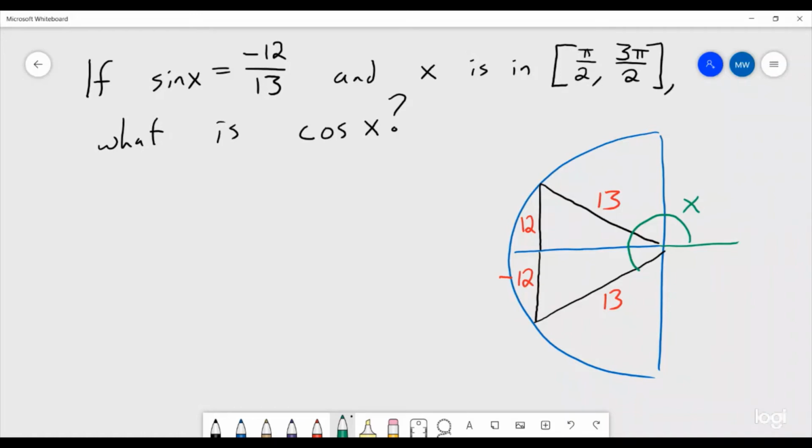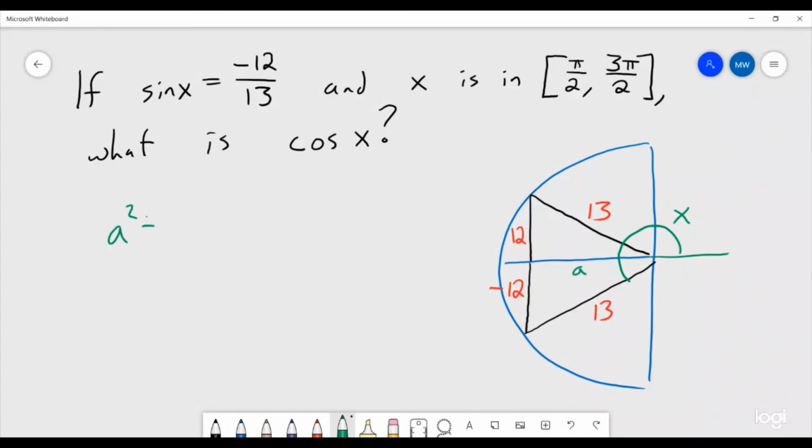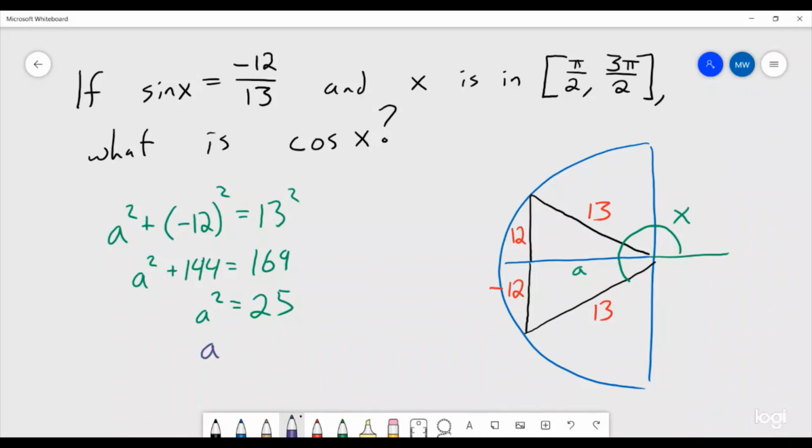Well, for cosine of x, we're going to have to figure out what our adjacent side is. And the nice thing about 12 and 13 as two sides of our triangle is the Pythagorean theorem actually will give us an integer. Because we don't know what this is, let's call this a. So that means we know that a squared plus negative 12 squared is equal to 13 squared. So a squared plus 144 is 169. A squared is 25. So that means that a is positive or negative 5.